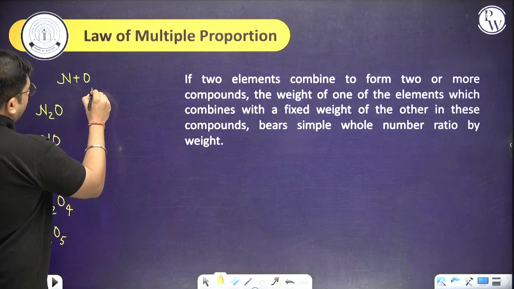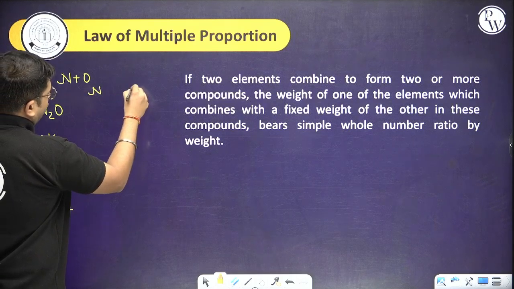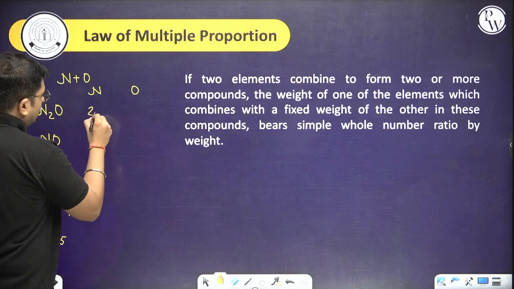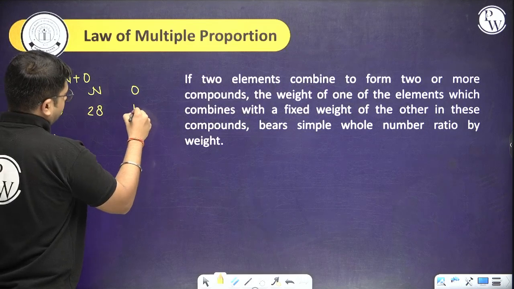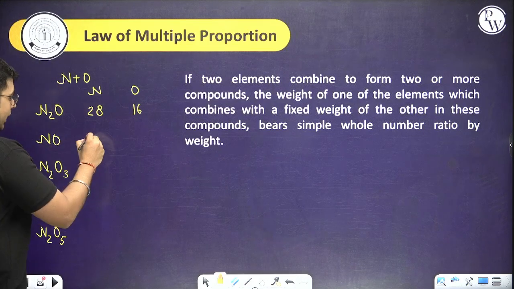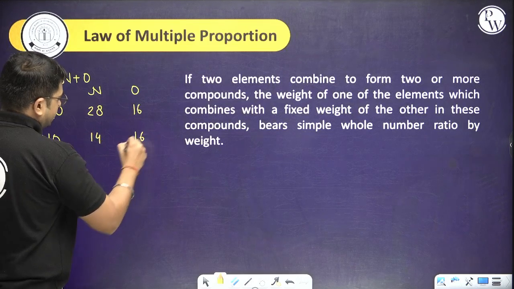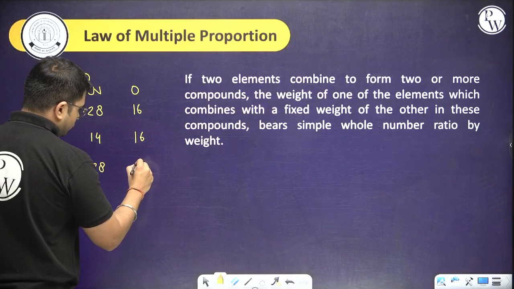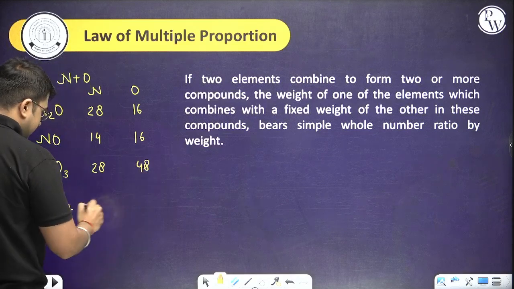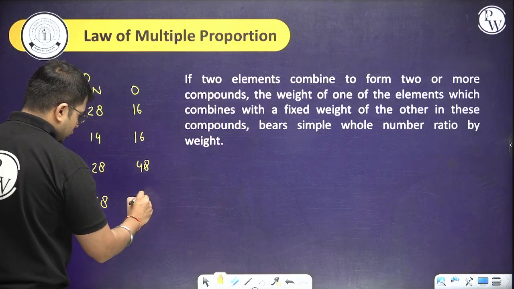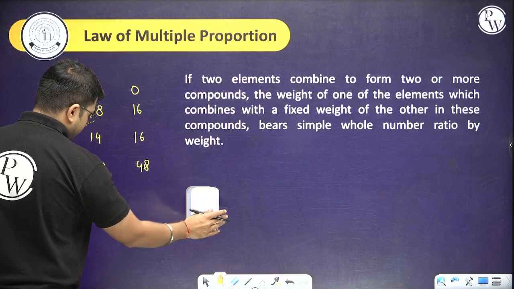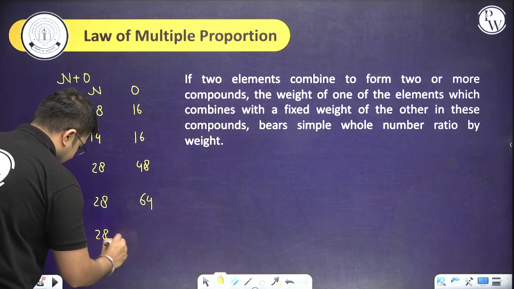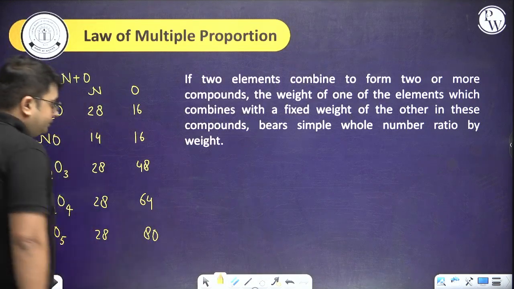Now if I talk about the amount of nitrogen and oxygen in each case, nitrogens are 2, so 14 multiplied by 2 is 28 grams, and in this case oxygen will be 16 gram only. For NO it is 14 as well as 16. In case of N2O3, that is again 28 to 48. In this case it is 28 to 64, sorry, and this is 28 to 80.